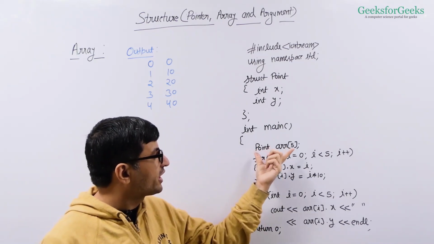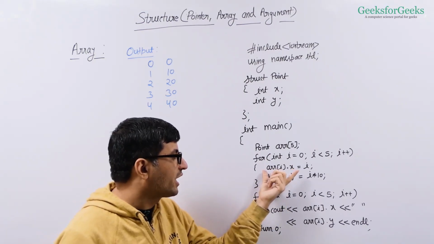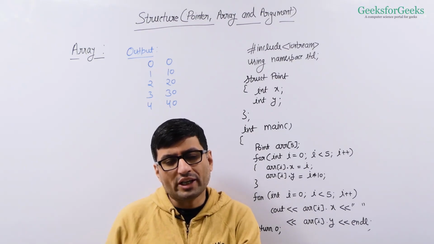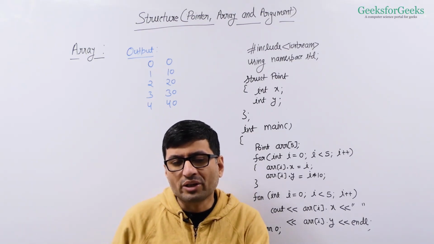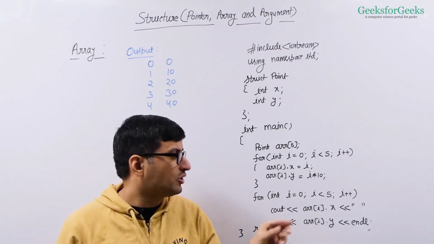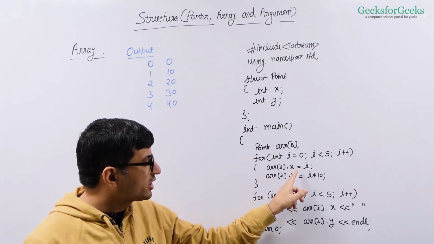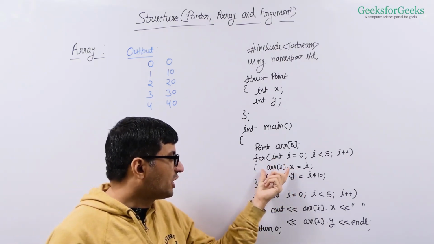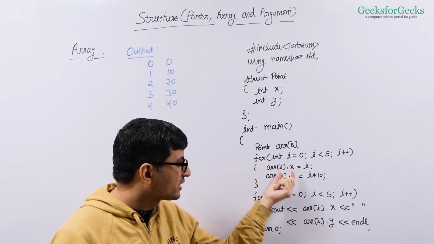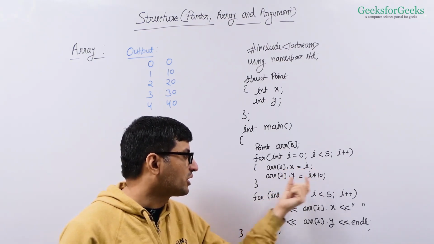So here we create an array of structures of size 5, and this is how we access array members. If you use simply array[i], you will get a particular element of this array, and if you want to access members of that element, you use array[i].x. So we run a loop, and inside this loop, we access individual array members using array[i], and then we go to those members and change their elements x and y as i and i * 10.